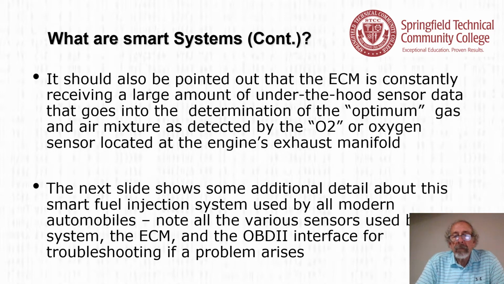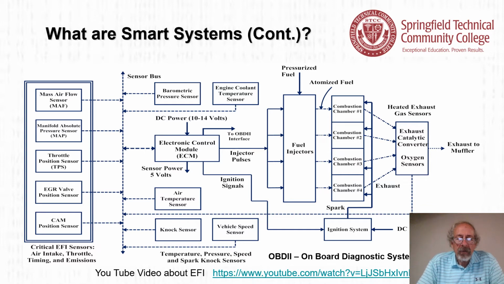We should point out that the ECM is constantly receiving a large amount of under-the-hood sensor data that goes into the determination of the optimum gas and air mixture as detected by the O2 or oxygen sensor located at the engine's exhaust manifold. The next slide shows some additional detail about the smart fuel injection system used by all modern automobiles. Note all the various sensors used by this system, the ECM, and the OBD2 interface for troubleshooting if a problem arises. So here's this diagram.